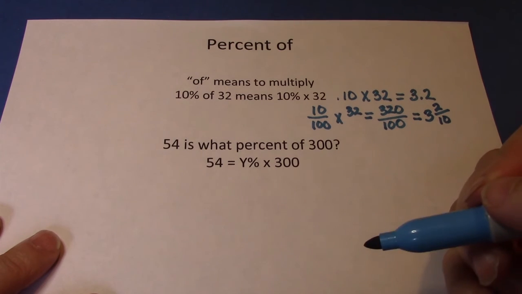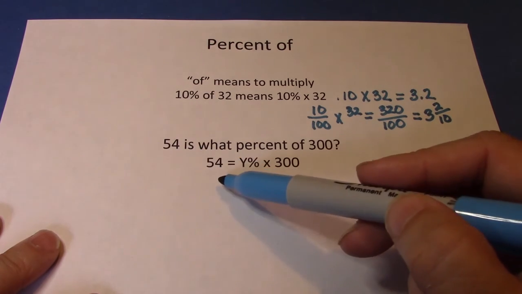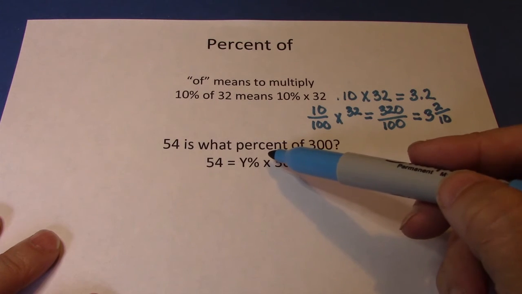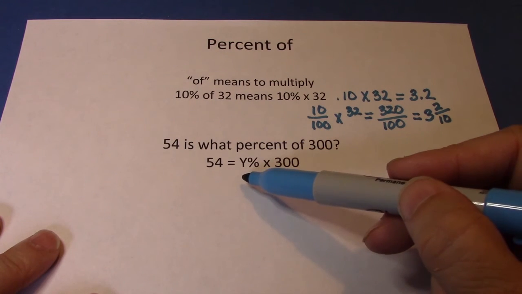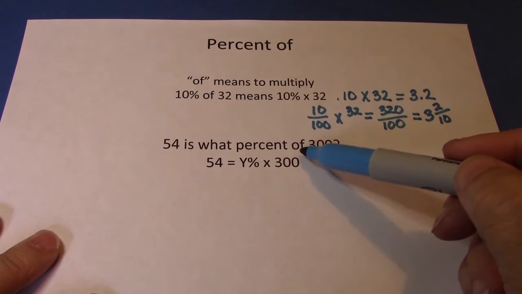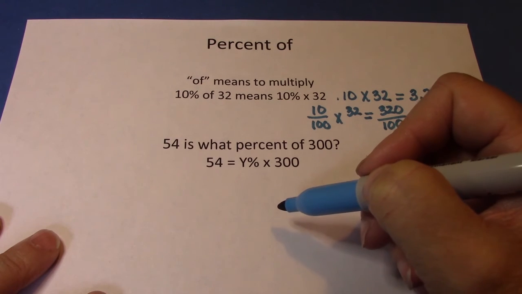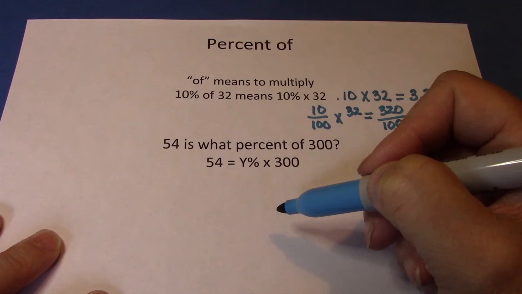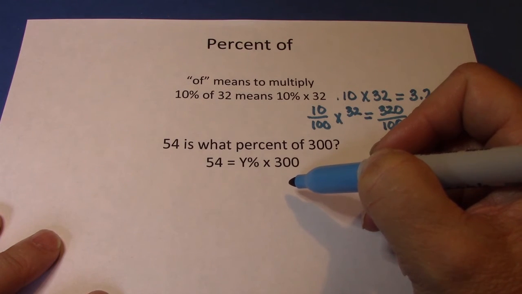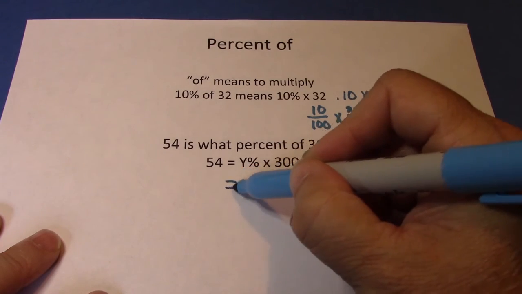Well, how about 54 is what percent of 300? Well, literally, 54 equals what percent. We'll assign a variable. We'll talk more about this in another section, but what percent is y percent of, multiply 300. And again, if you have some experience already in solving equations, you know that we need to divide both sides by 300 to get y percent all by itself on this side.